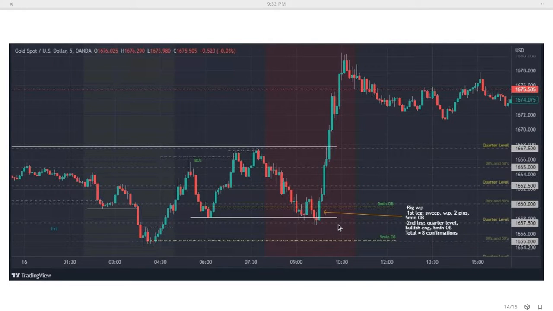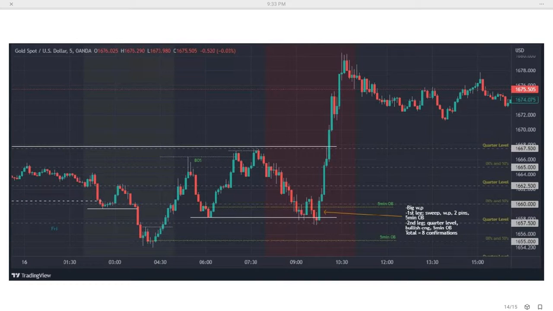That's now like two confirmations and an engulfing candle of the lowest bear candle. Those are three confirmations. And here it is actually a big W pattern right there. Now on the first leg, we see a sweep, and with every sweep, we see a W pattern, we see two pin hammers, and all of this happening at the 5 minute order block.